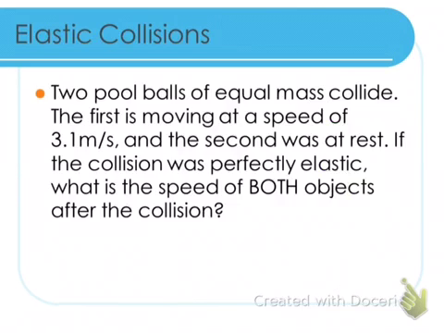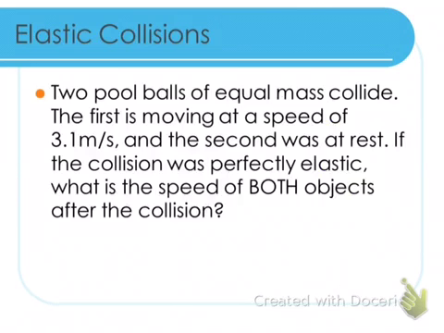All right, let's go ahead and try another one here. So pause your video and get this written down. This tells us two pool balls of equal mass collide. The first is moving at a speed of 3.1 meters per second. The second was at rest. If the collision was perfectly elastic, what is the speed of both objects after the collision?